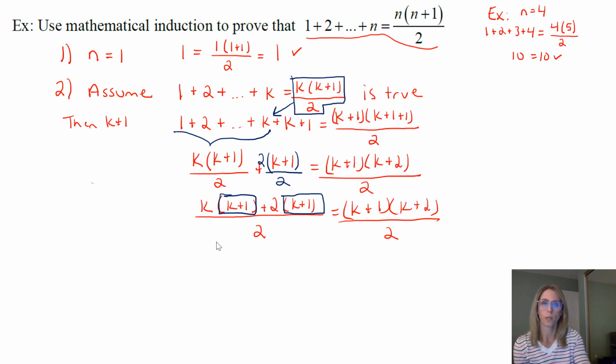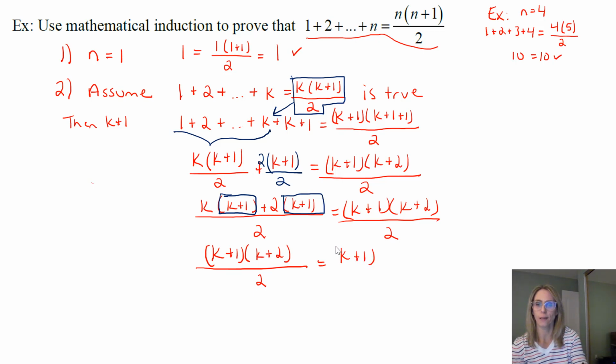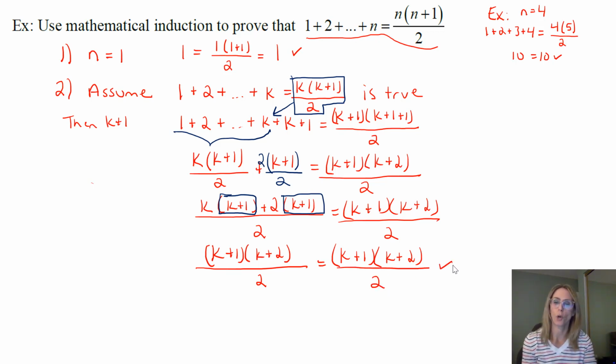That's what I'm going to do. So I'm factoring out a k plus 1. It's getting multiplied by a k plus 2. That's what I have left, and that's over 2. And then lo and behold, that's exactly what we have on the right-hand side. And so we have shown that the left-hand side equals the right-hand side.